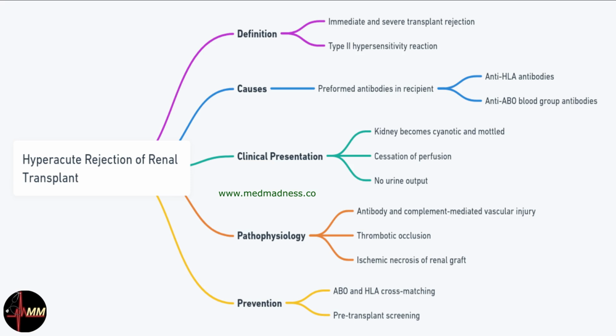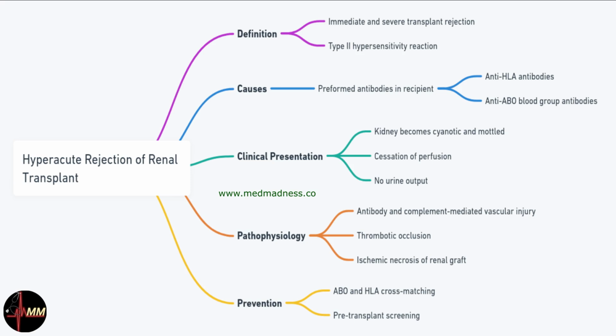When these preformed antibodies in the recipient bind to antigens on the donor kidney, they trigger a cascade of immune responses. This includes the activation of the complement system, leading to inflammation, vascular injury, and thrombosis. The result? The blood vessels clot, blood flow is halted, and the transplanted kidney rapidly undergoes ischemic necrosis. Essentially, the organ dies due to lack of oxygen and nutrients.